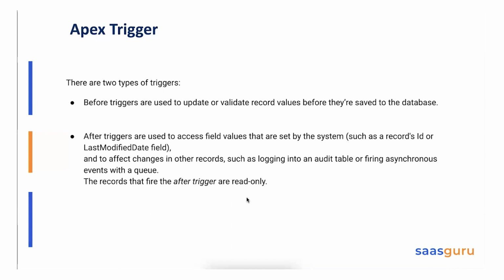After trigger means we have to access the record ID or the last modified date, so the suggestion is to go with the after trigger. In the after trigger, we can perform some operations like sending an email, updating some related record, or updating some other records. And one very important thing we always need to keep in mind: in the after trigger, all records are read only. If we are taking something from trigger.new, then those records are read only. We can't update those records.